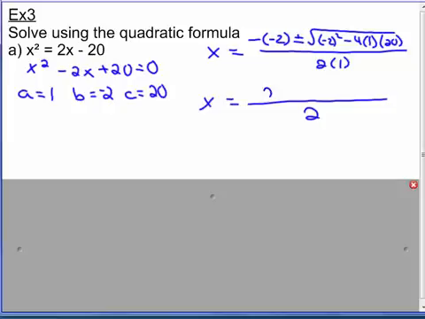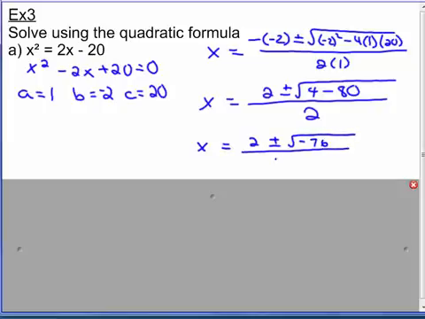When I do this, on the bottom I get a 2, I get an opposite of negative 2, which is 2. And then I get 4 minus, because it's 1 negative, I think I'm going to get minus 80 here. So I'm going to simplify what's inside the square root, and I get this. 2 plus or minus the square root of negative 76 all over 2.